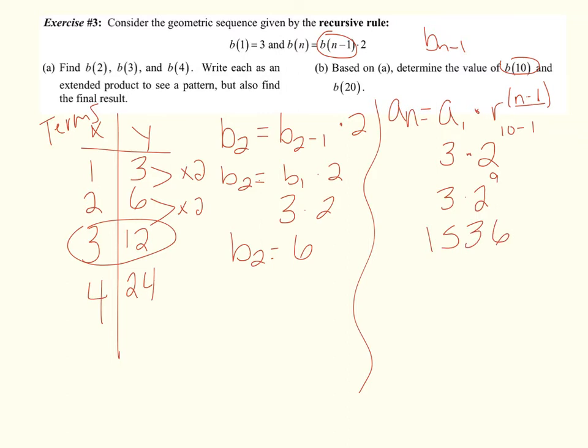And the last one says B sub 20. You're going to say, okay, A sub n equals A sub 1, which is 3, times my common ratio, which is 2, raised to the 20th minus 1. Okay, 20 minus 1 is 19. So 3 times 2 raised to the 19th power, which is going to come out to be 1,048,556. It's a pretty large number.